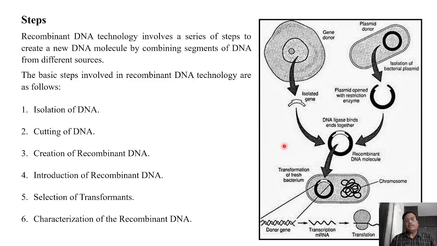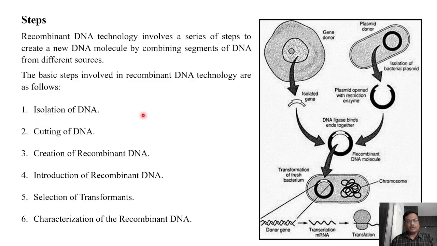So recombinant DNA technology involves a series of steps to create a new DNA molecule by combining segments of DNA from different sources. The basic steps involved in recombinant DNA technology are as follows. Isolation of DNA. As I already mentioned, this is the first step. Once you identify the gene of your interest, first you need to isolate the DNA from that organism's cells. By different techniques, you can isolate the DNA.